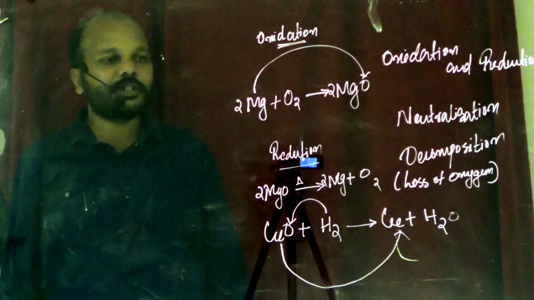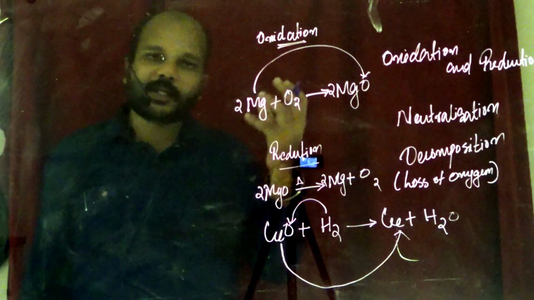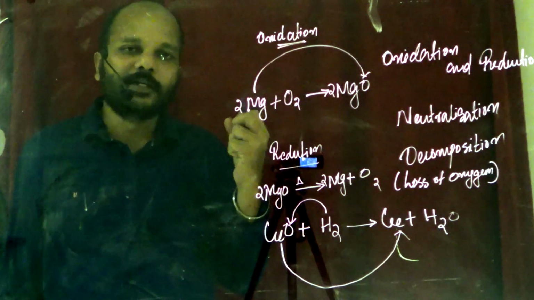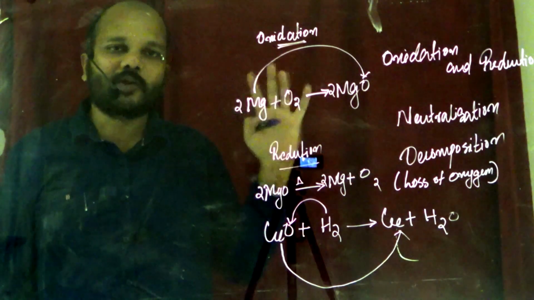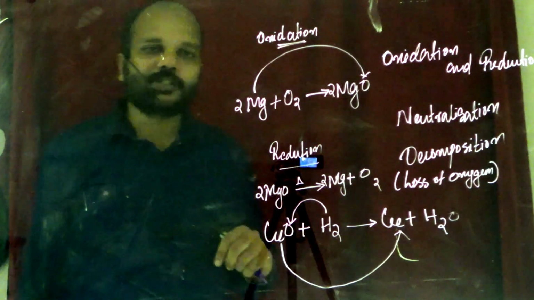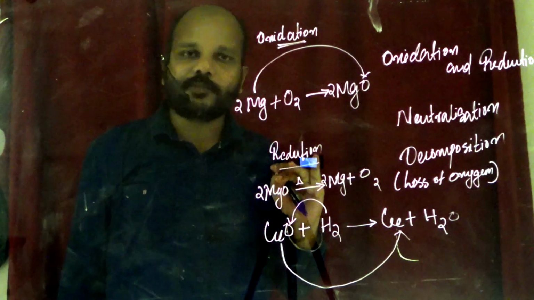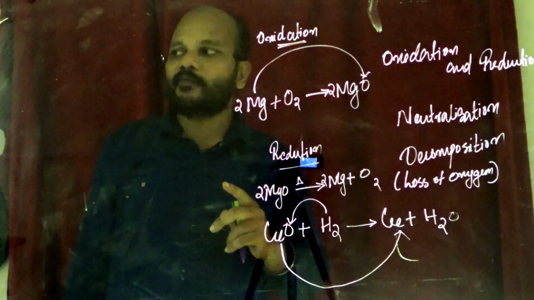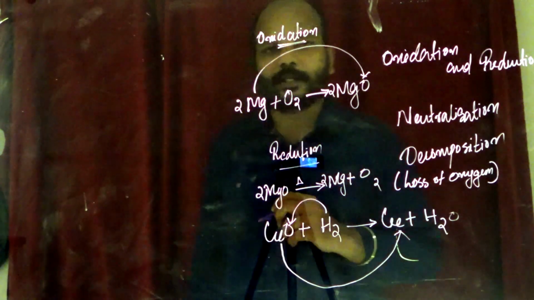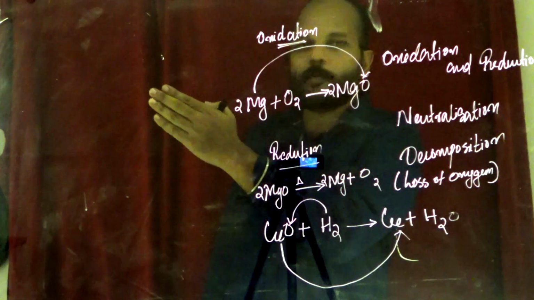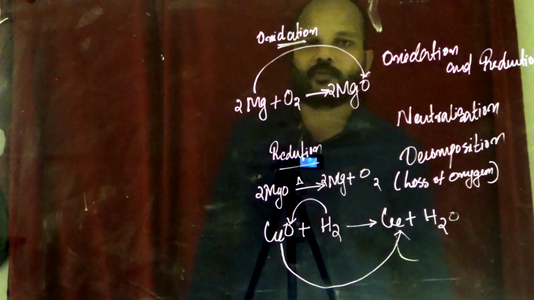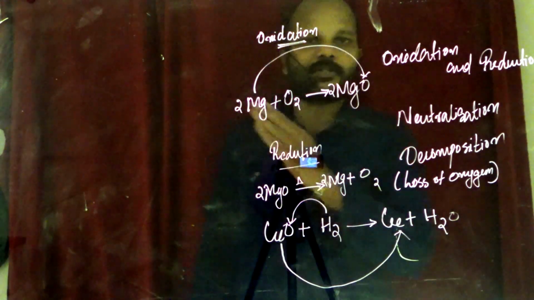So oxidation, by definition, is the gaining of oxygen. Reduction, by definition, is the loss of oxygen. So this is what oxidation is and this is what reduction is. And you can see one example of a reduction reaction. Let's see what happens when copper oxide is heated in the presence of hydrogen.